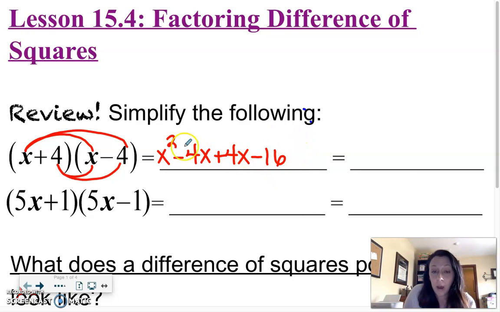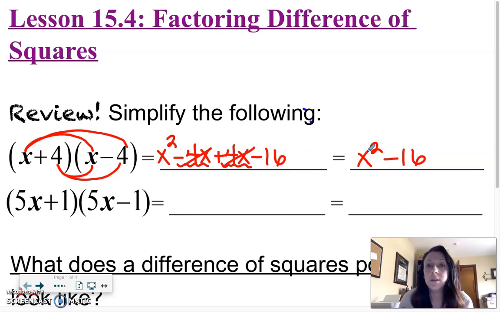We're going to simplify. So we're looking for like terms, which we have 2 here in the middle. And these two like terms, if I add them up, they actually equal 0. So they will cancel each other out. And my answer is just going to be x squared minus 16. Okay?